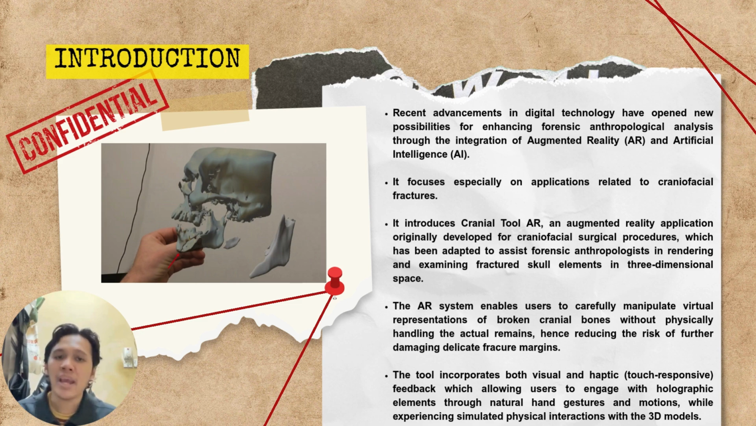The AR system enables users to carefully manipulate virtual representations of broken cranial bones without physically handling the actual remains, hence reducing the risk of further damaging delicate fracture margins. The tool incorporates both visual and haptic, which is touch-responsive, feedback, which allows users to engage with holographic elements through natural hand gestures and motions, while experiencing simulated physical interaction with the 3D models.